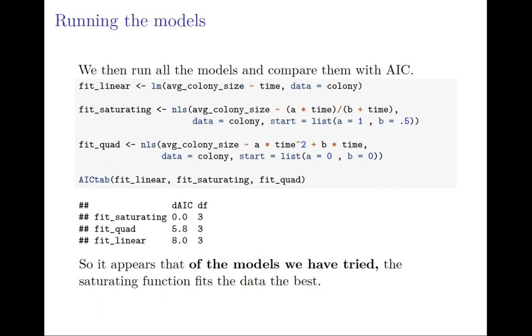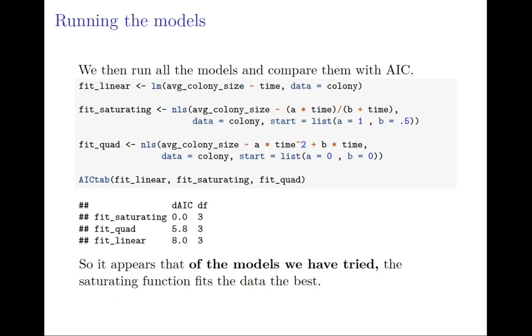And so this again looks identical to the equations for a quadratic function that we had on the previous slide. And again, we have to give our parameters a and b some start values. And so once those converge and you have models that fit, we then can use this AICtab function and compare our three models, the fit linear, fit saturating, and fit quadratic.